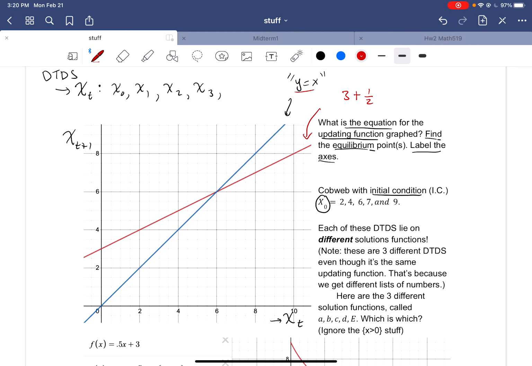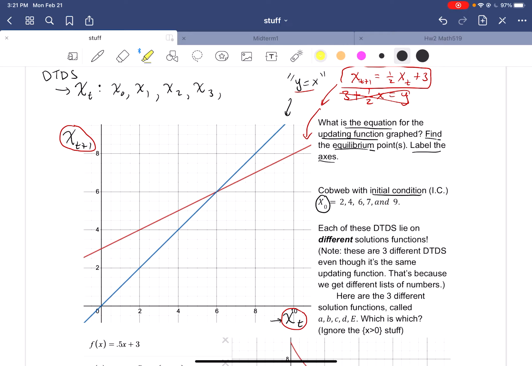Okay, now you might want to write something like this, y equals mx plus b, but you can't. Okay, the reason you can't do that is because our input variables are called x subscript t, and our output variable is called x subscript t plus 1. So what you have to write instead is x subscript t plus 1 is equal to 1/2 x subscript t plus 3. Okay, this is the equation of our updating function. So there it is.